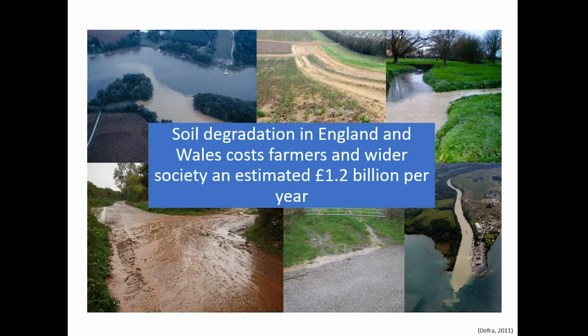So as well as having significant environmental impacts within river environments, it also has a significant effect on land, and soil degradation in England and Wales costs farmers and wider society an estimated £1.2 billion per year. And because of this and recognition of the environmental effects, there's been a huge monitoring drive, because with better monitoring practices, we can more efficiently identify areas requiring land management interventions to try and help ameliorate the problem.